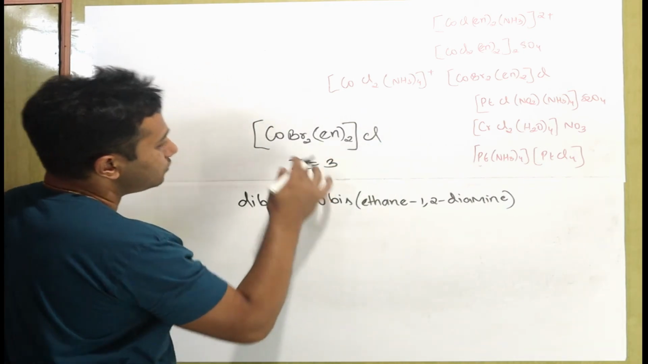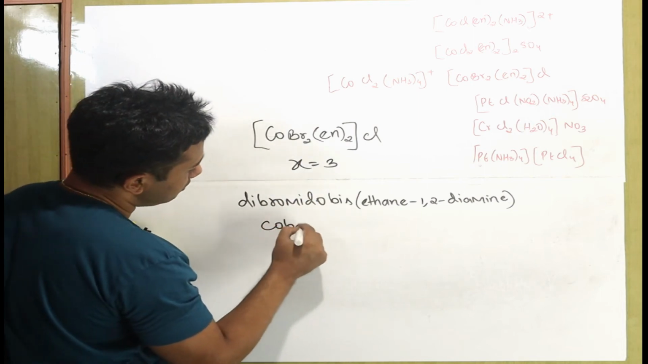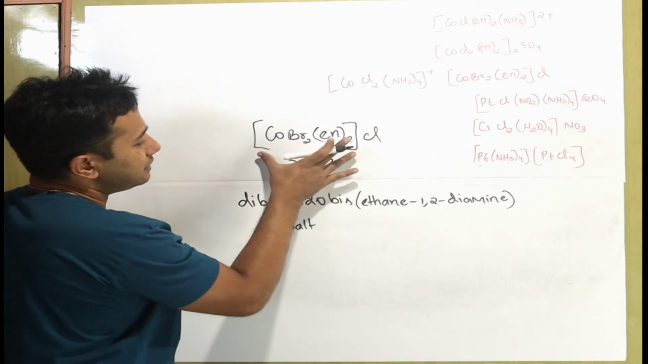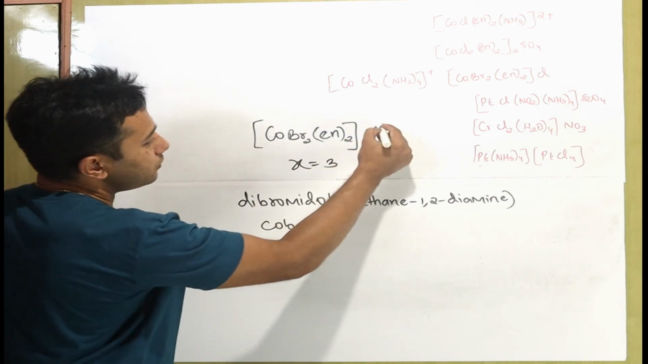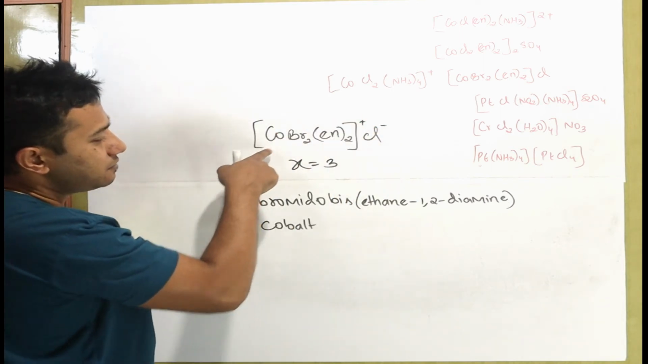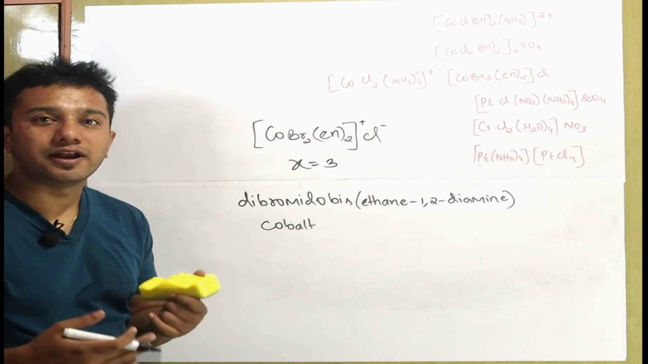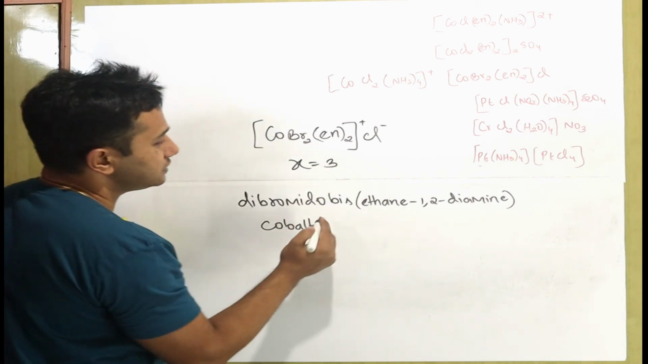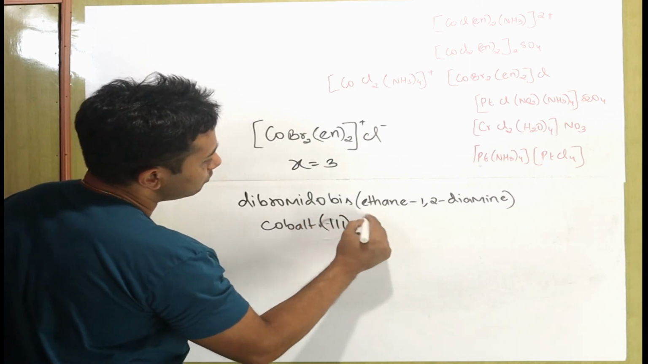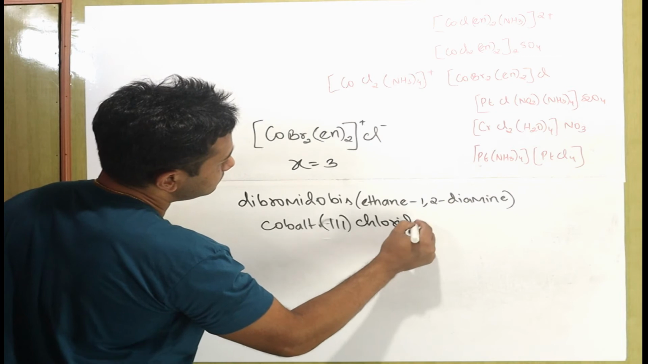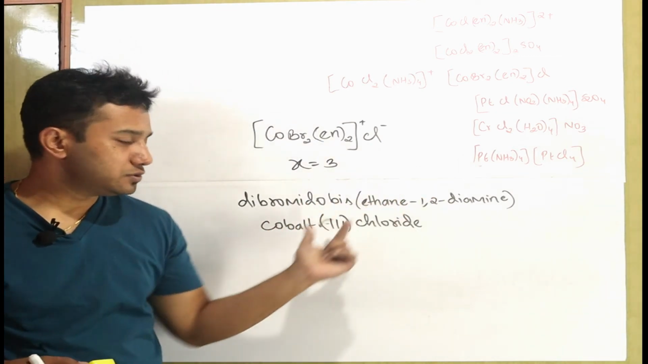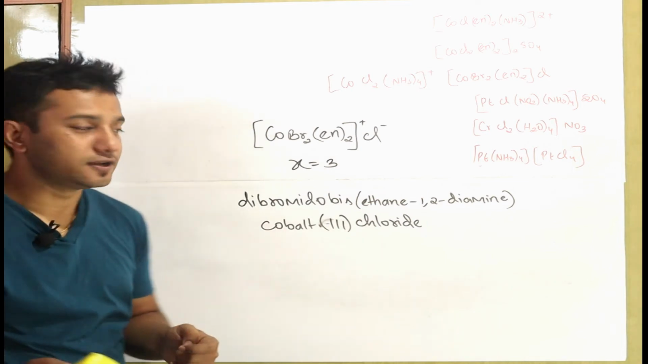And then we have cobalt. It shall be cobalt or cobaltate. It shall be cobalt. Why? Because chlorine is minus, so this will be plus. If the coordination part is positive, the name shall be the name of the particular element itself. So cobalt will be cobalt itself, and then we have cobalt 3 chloride. Dibromido bis ethane 1,2-diamine cobalt 3 chloride.